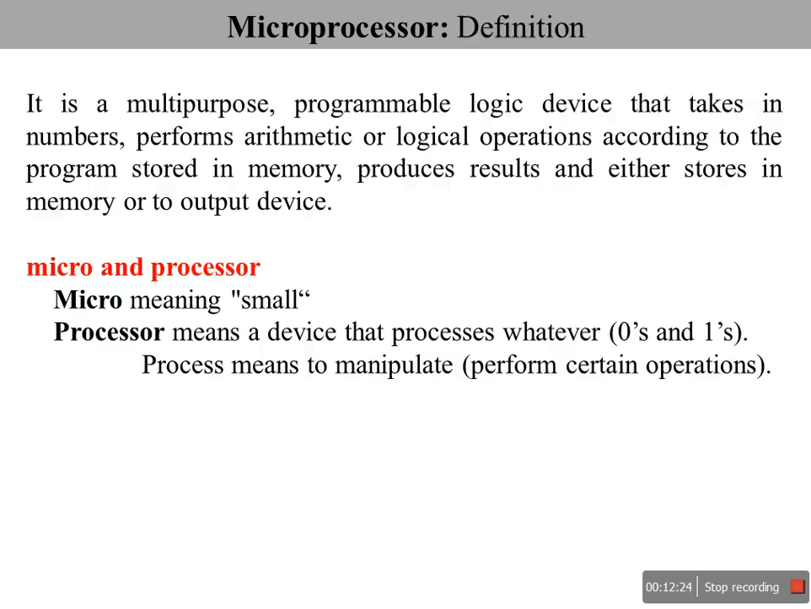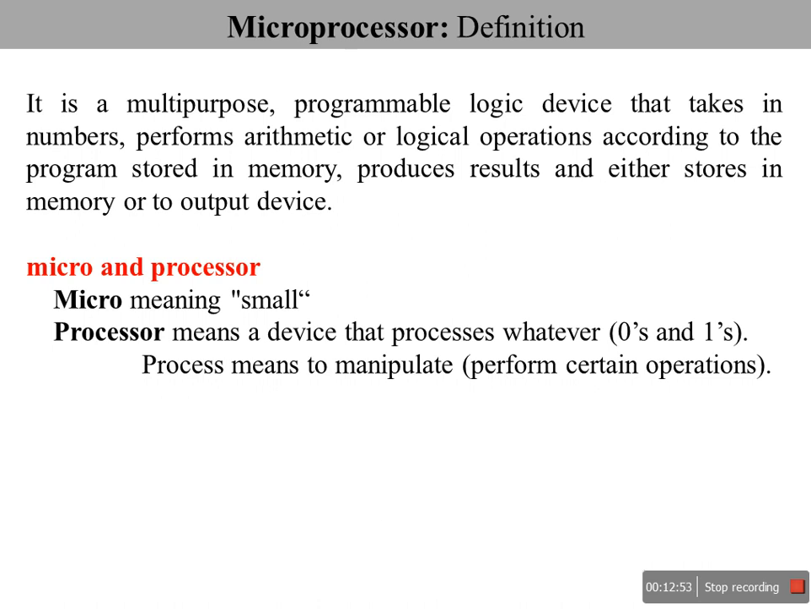Let's go ahead with the definition of a microprocessor. In a broader sense, a microprocessor is a multi-purpose programmable logic device that takes in numbers, performs arithmetic or logical operations according to the program stored in the memory, produces results, and either stores them in memory or sends them to output devices. This sentence is a very generic definition of a microprocessor.